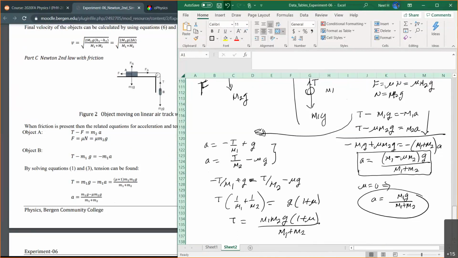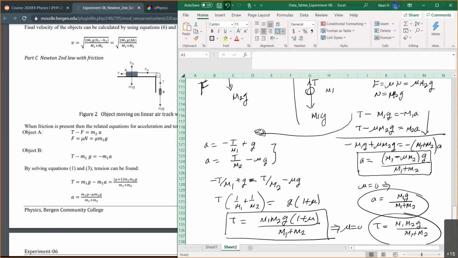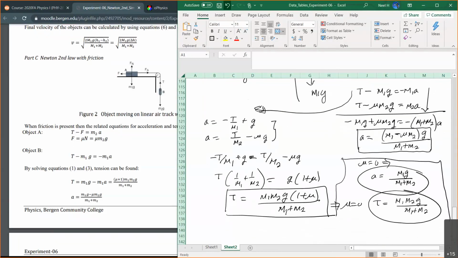Now if you take a look at this equation again, if mu is 0, then you will get the same as the previous. If mu is 0, then T is equal to m1 m2 times gravity divided by m1 plus m2. That's the equation you got earlier. So that's the idea. If you have something new, then we should be able to go back to the previous concept, okay? So that's what we have seen there.